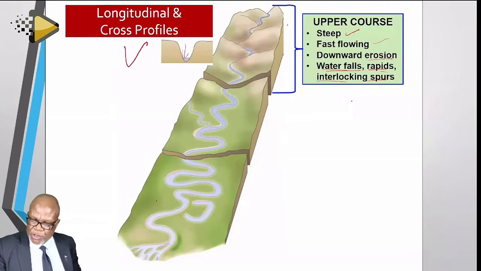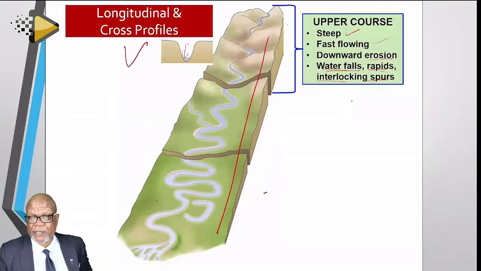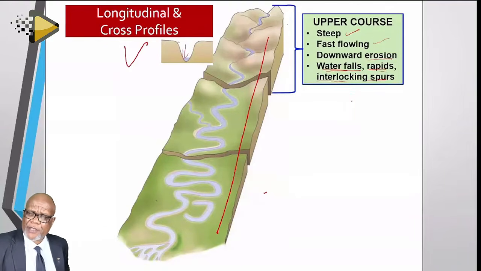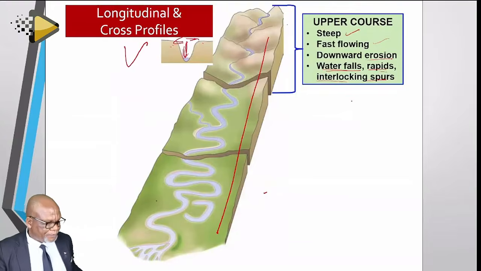So this is a longitudinal profile. And what will the longitudinal profile of a river show you? It will show you the side view of the river, and it will also show you the length of the river. Now, when you're looking at the cross profile of the river, what will you see? You will see the depth of the river. You will also see the width of the river.